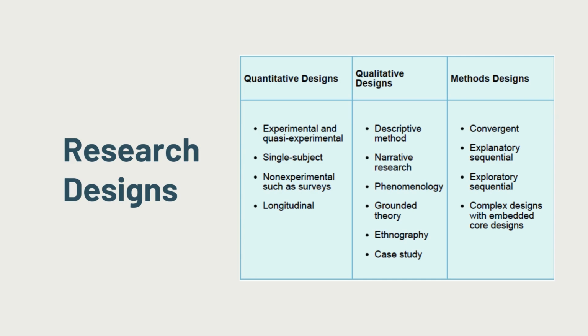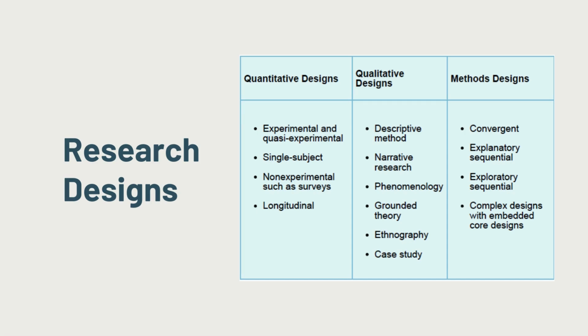Quasi experimental designs lack random assignment, making them less rigorous, but still useful when randomization is not feasible, such as in real world settings. Single subject designs focus on the effect of an intervention on an individual or a small group over time. This design is common in psychology or special education, where the impact of a specific treatment is observed in detail.